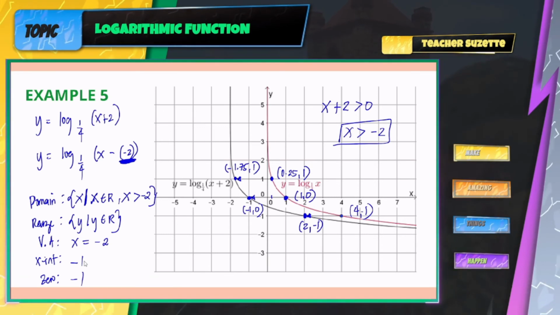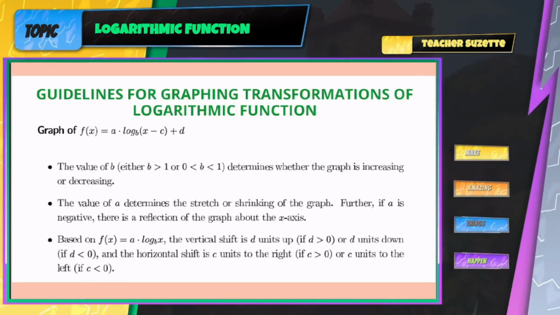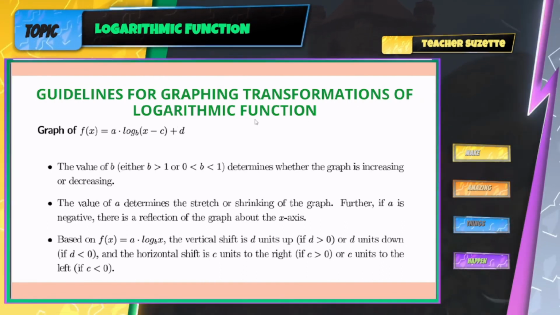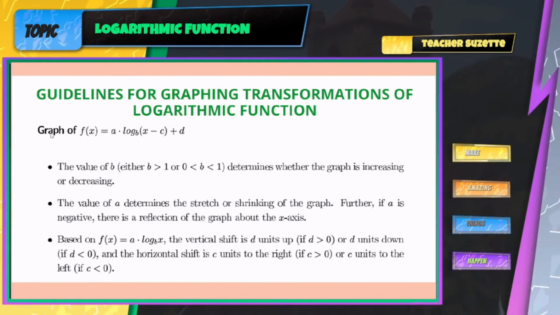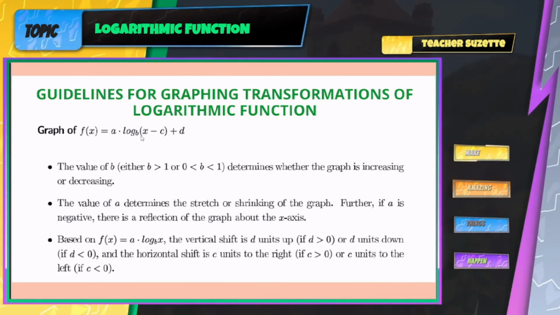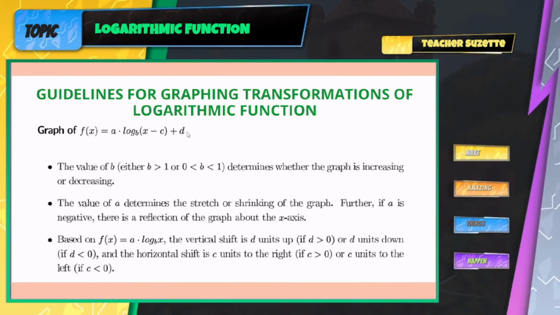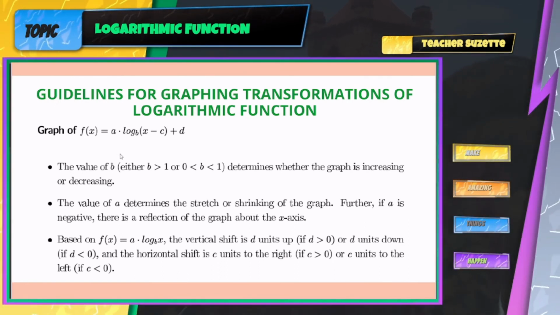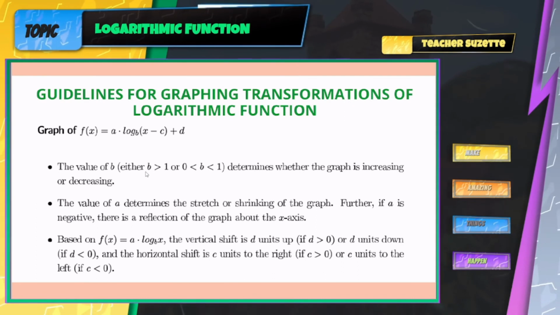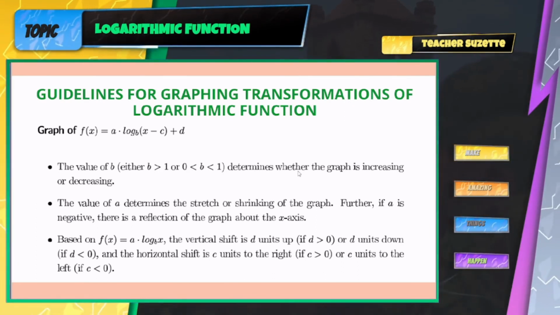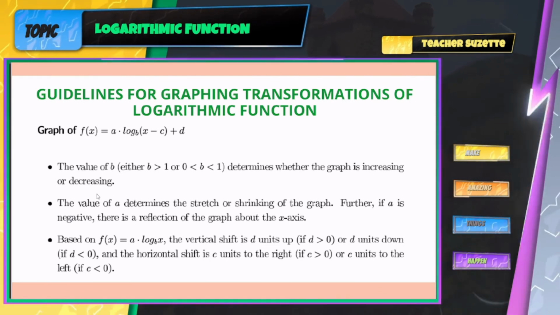So, again, you can also solve algebraically for the x-intercept of our graph by letting our y be equal to 0. So, in summary, here are the following guidelines for graphing transformation of logarithmic function. So, for the graph of f of x is equal to a times logarithm of x minus c base b plus d, take note of the following. So, the value of b or the base, it's either greater than 1, or between 0 and 1, determines whether the graph is increasing or decreasing.